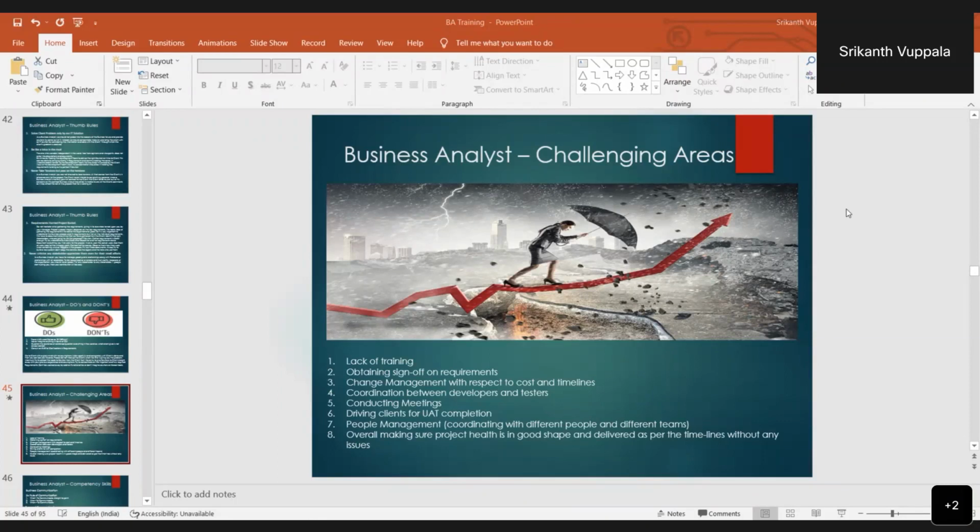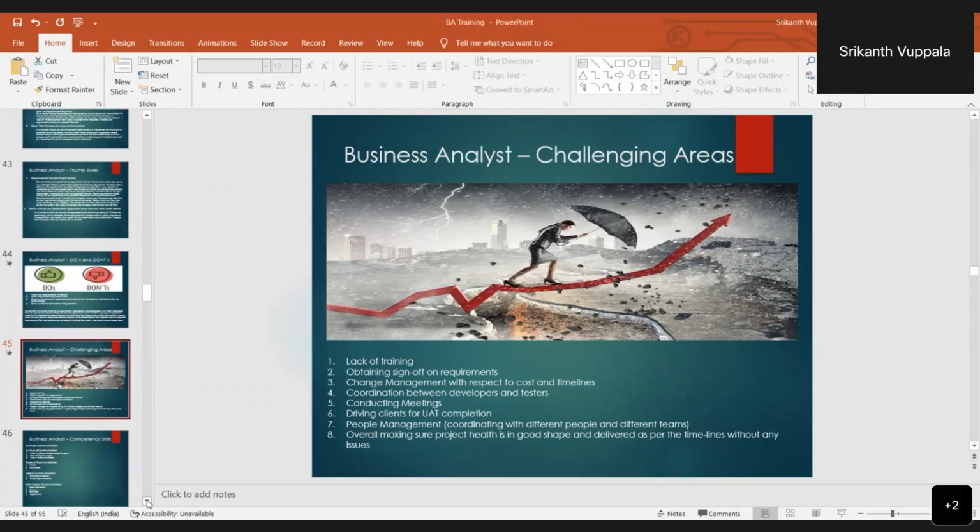So people management is always a challenging thing for a BA. Overall, making sure project health is in good shape and delivered as per the timelines without any issues. Ensuring all the requirements are met at the development stage and everything is tested, and we have to ensure that all the features are delivered in the timeline which has been fixed. So these are the basic challenges a business analyst will face in the work.